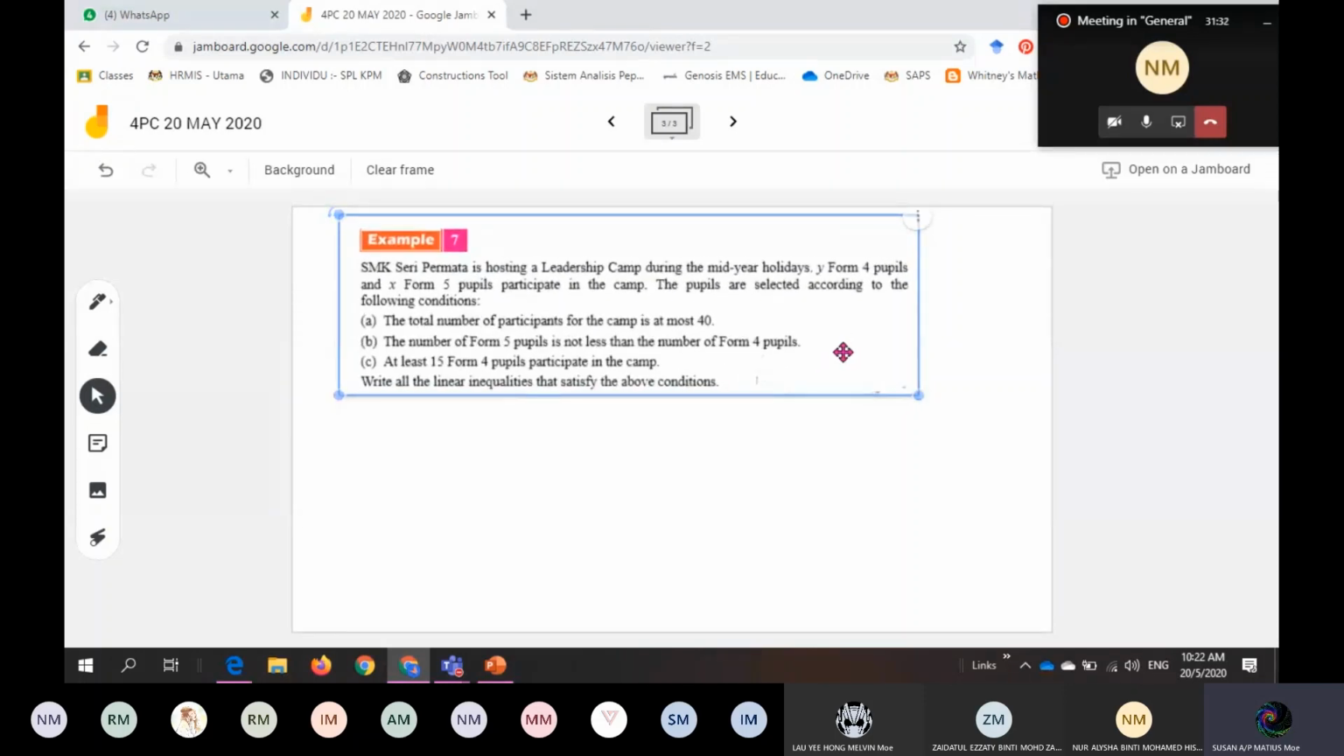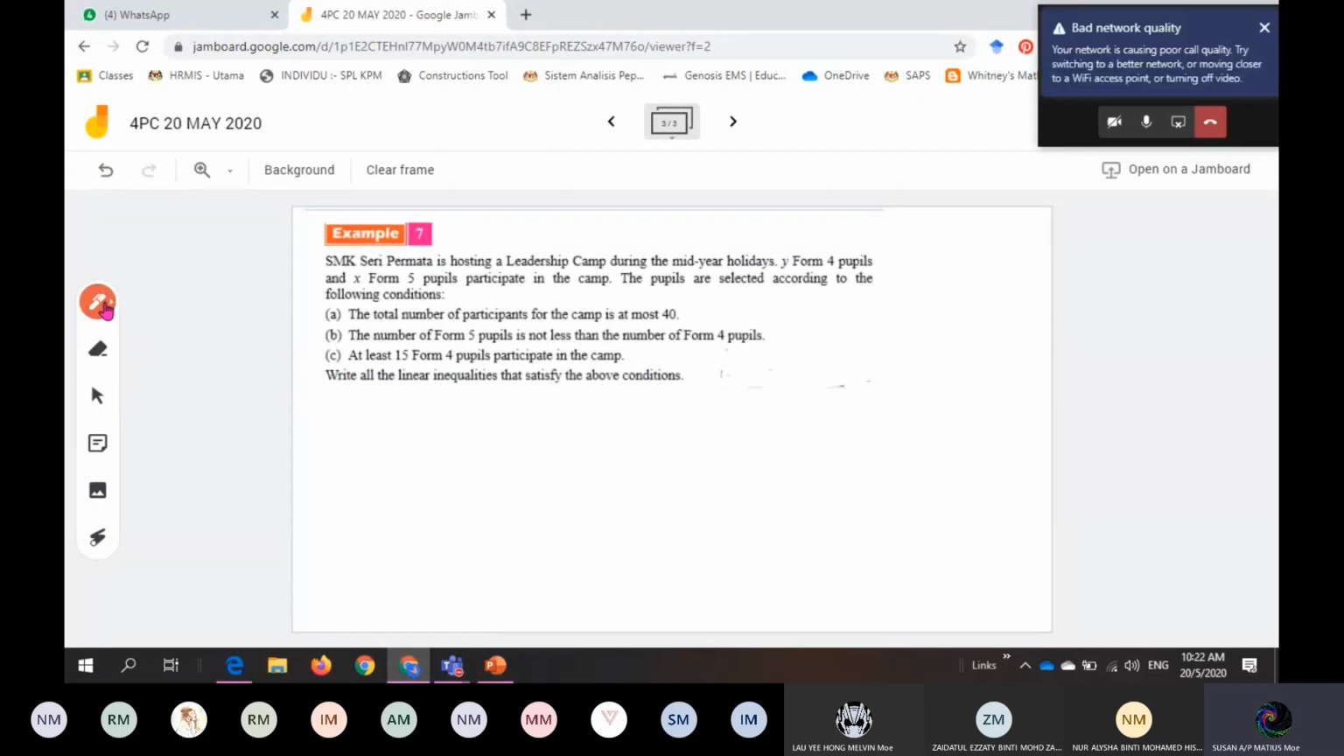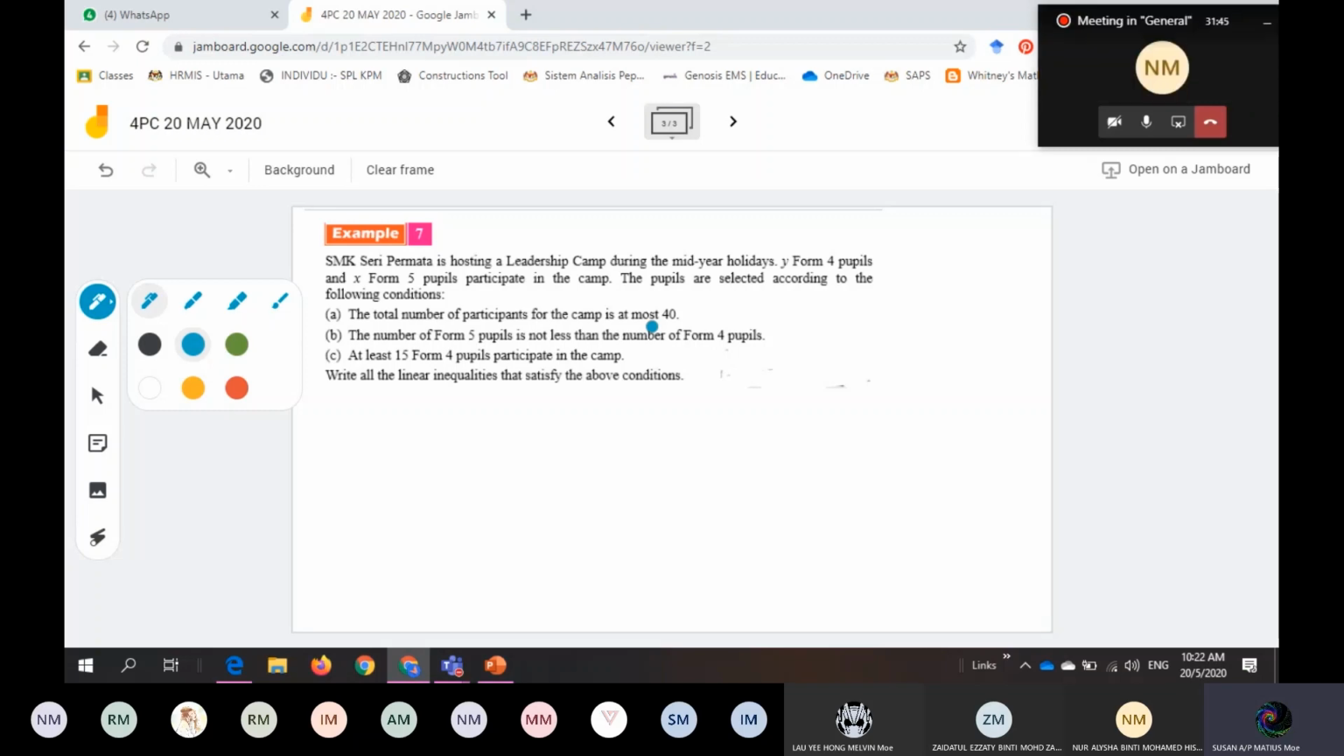Make it a bit bigger. Okay, SMK Seri Pertama is hosting a leadership camp during the mid-year holidays. Y Form 4 pupils and X Form 5 pupils participate in the camp. The pupils are selected according to the following conditions. There are 3 conditions here. The total number of participants for the camp is at most 40.